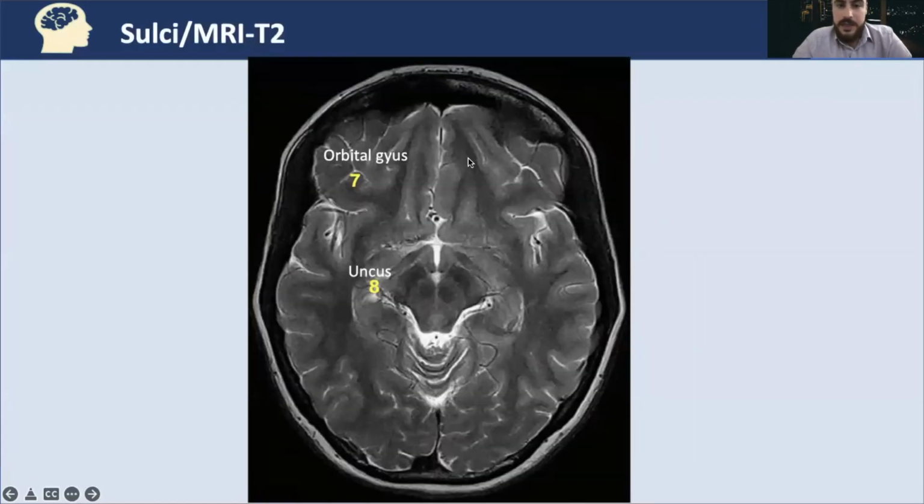Here is an axial section imaging. This is a T2 weighted imaging MRI also. Here we have, this is the orbital gyrus with its orbital sulci in the white. And here we have the uncus part of the temporal lobe.